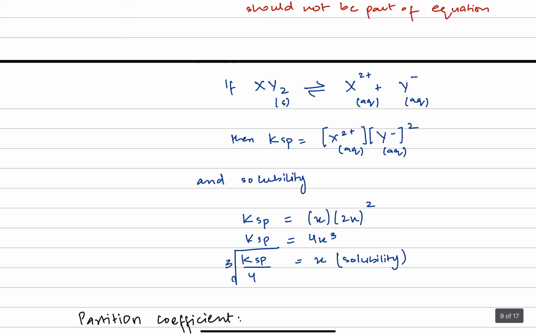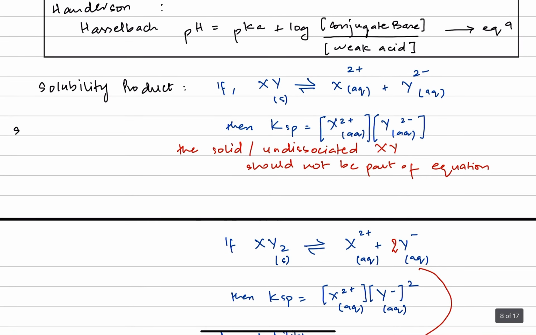If you have a different kind of dissociation, for example XY2, where X is a 2+ ion and Y is a 1- ion, then Ksp can be written as [X2+][Y-] squared, because that is the mole ratio, as you can see in this equation. Now, what's solubility? How can we find solubility from Ksp? From Ksp, we can find solubility for these kinds of equilibria like this. And if it's a simple equilibrium, you can find the solubility like this. It's very simple, right?